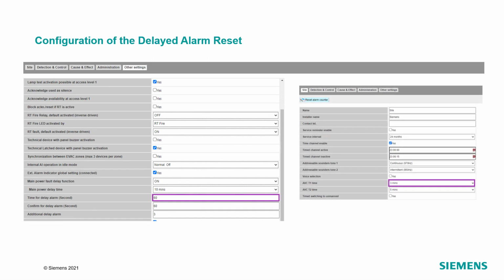Please make sure that the AVC T1 time in the Side tab is greater than the time for delay alarm. As the last step, apply the configuration to the panel and test the application.